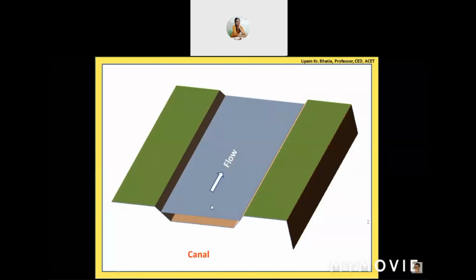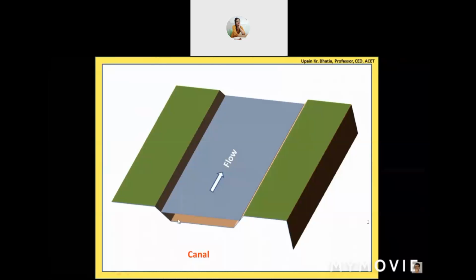So water will be flowing in this way. This portion is called freeboard. This is the maximum water level that we can release into the canal, and the bank is a little above that. So this depth is called freeboard.